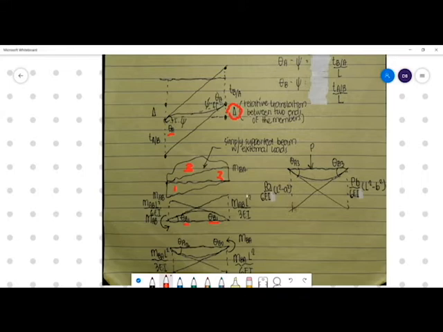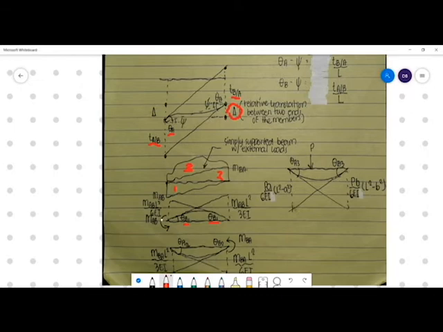O nga pala, using area moment method, we have the tangential deviation of A with respect to B when the tangent is from B. We have the tangential deviation of B with respect to A when the tangent is from A going to B. And what I did here is I separated the moment diagrams, so instead of finding them together, in order to not make it confusing.